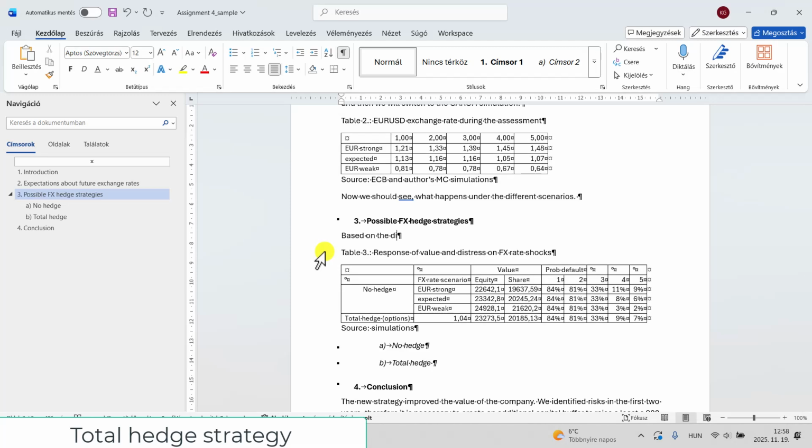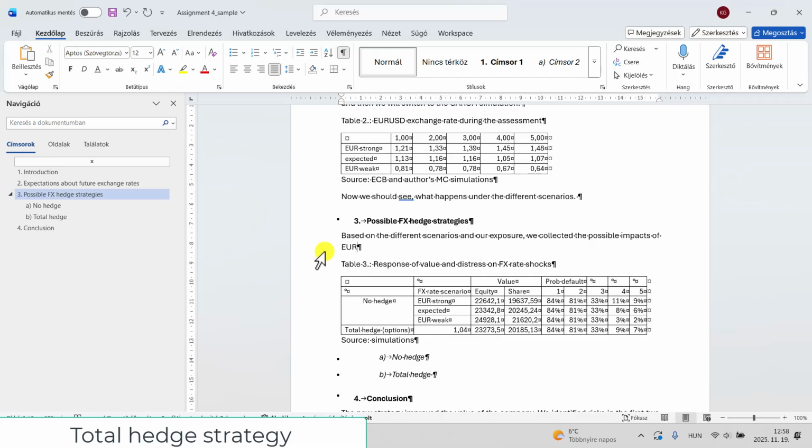Based on the different scenarios and/or exposure, we collected the possible impacts of USD fluctuations on the share value and probability of default.